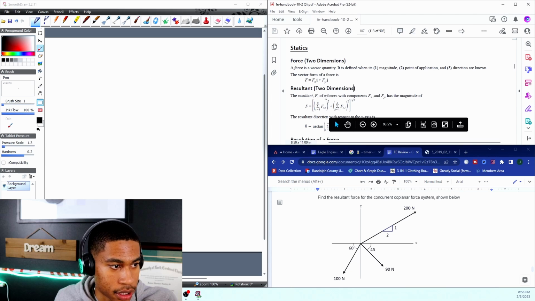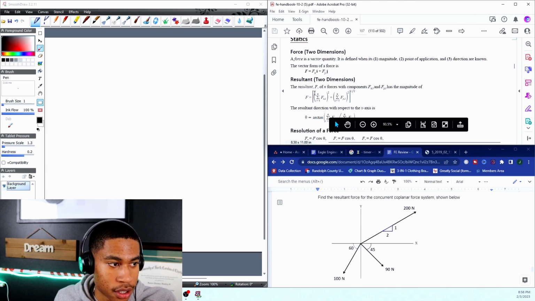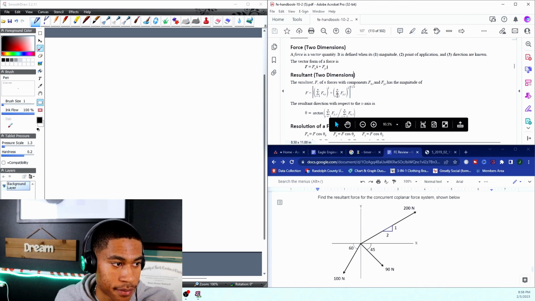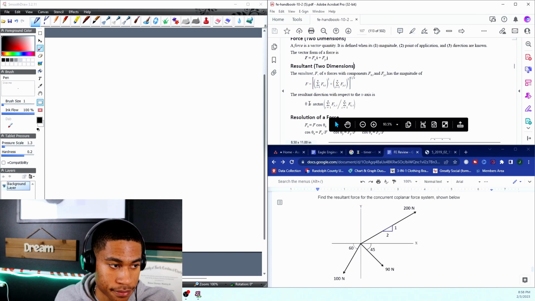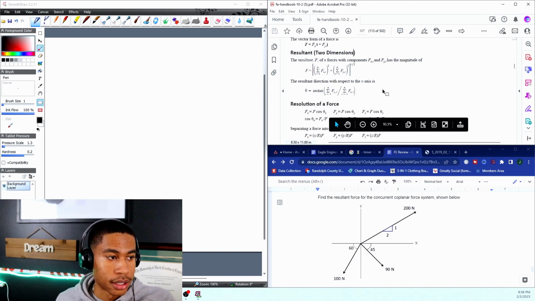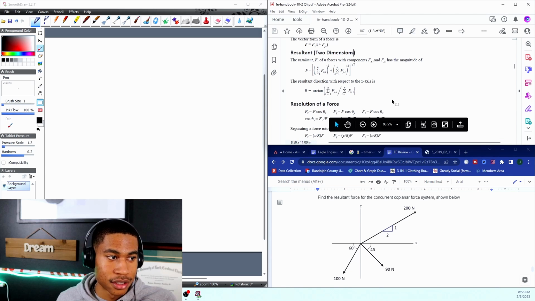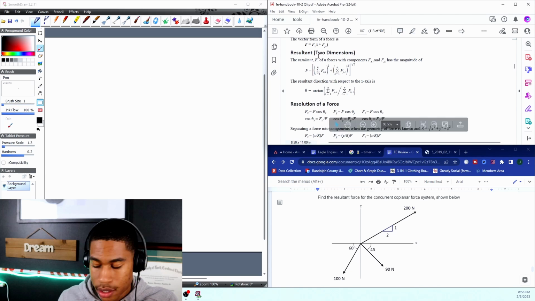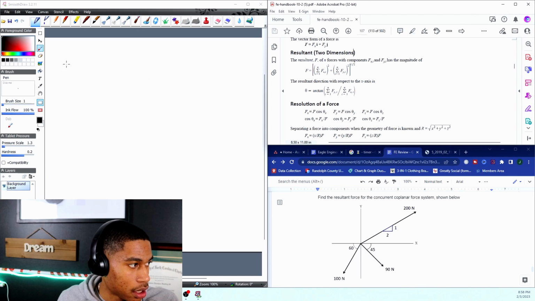The resultant F of n forces with components Fx and Fy has a magnitude of this, right? It says the resultant direction with respect to the x-axis is theta. Okay. Resolution of a force. So this looks like what I need, but it's very important for me to understand what this is. So I'm just going to write this in simple terms, because this is a lot of sum of a bunch of stuff.